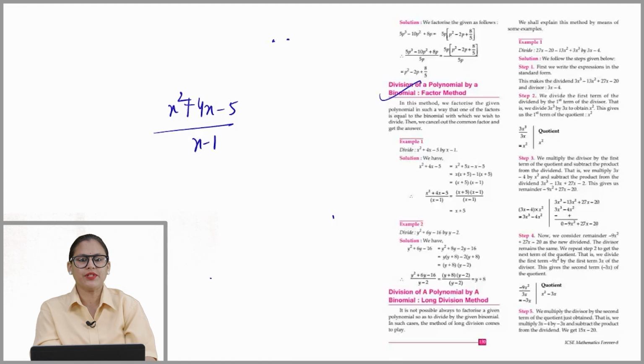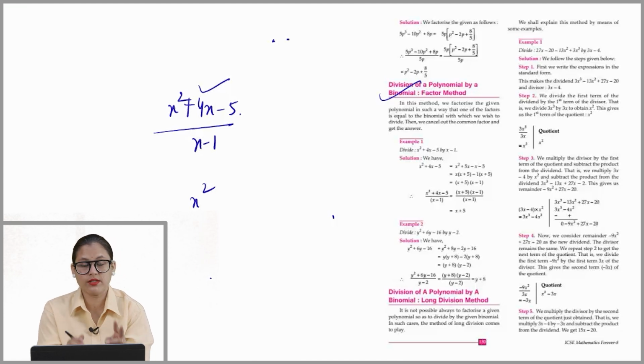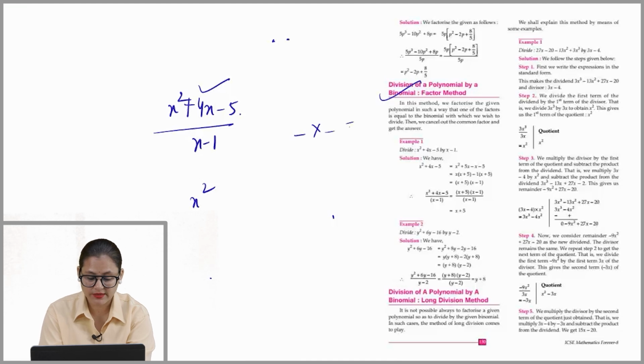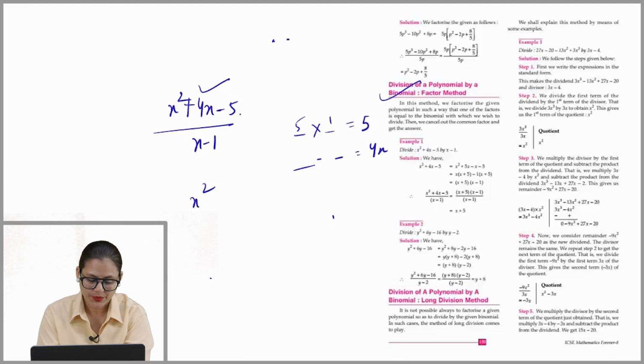So first, what will we do? First we will factorize this. How will we write it? 1 into 5 is 5. So we have to find two numbers which, after multiplying, give 5 and after subtracting give 4, that is 4x. What could be the numbers? Yes, 5 and 1, because 5 into 1 is 5 and 5 minus 1 is 4. So here we will write 5x minus x.